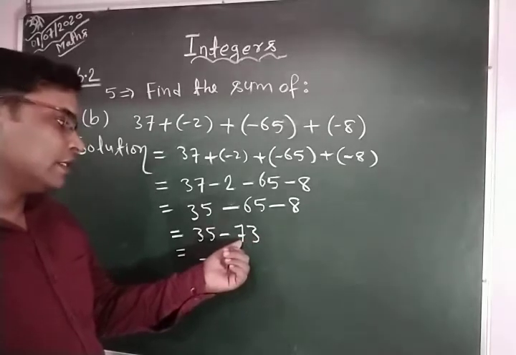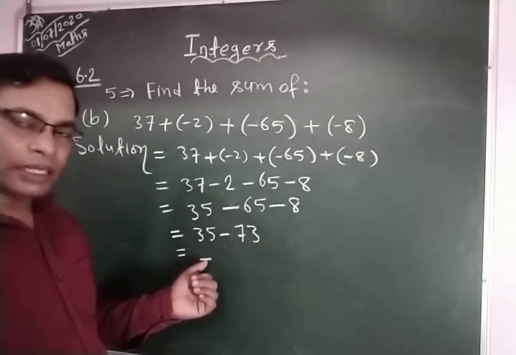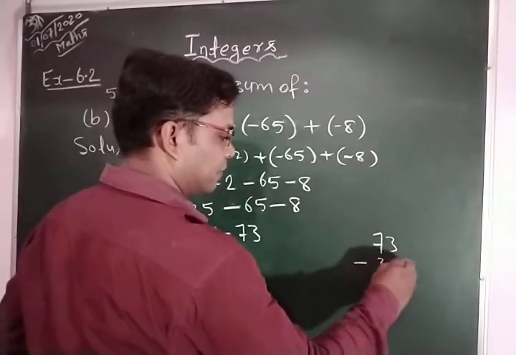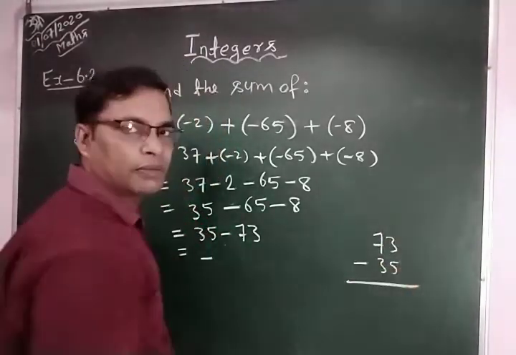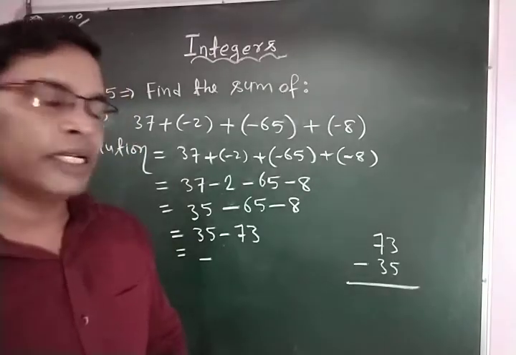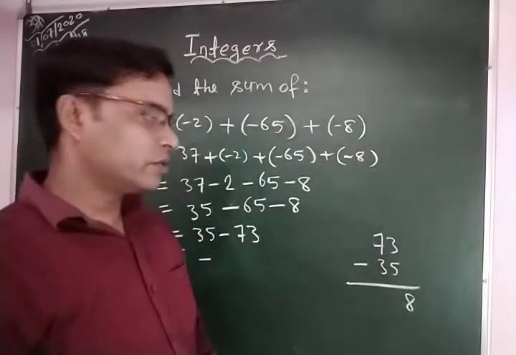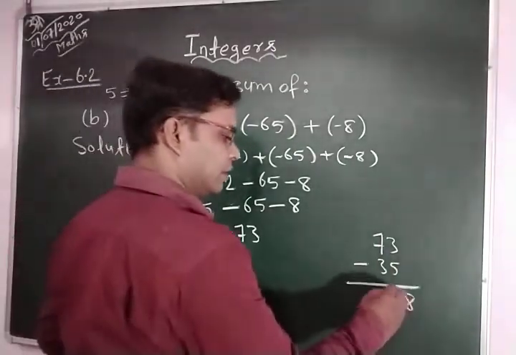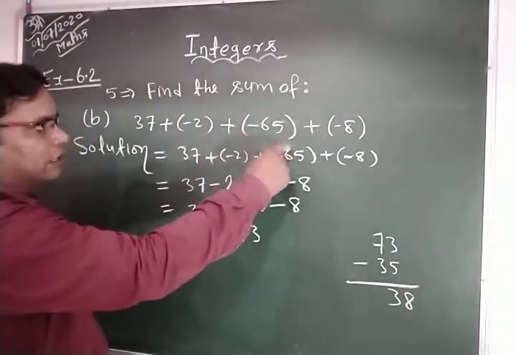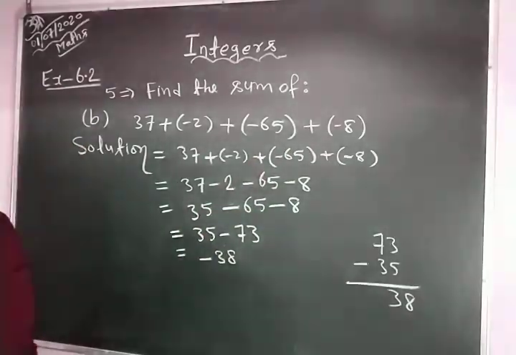Okay, and here the sign of 73 is minus. So we first write here minus, after this subtract them. So we subtract them, 73 minus 35. 3 minus 5 is not possible. Then we take one carry, so it becomes 13. Okay, 13 minus 5 is equal to 8. And here it becomes 6. So 6 minus 3 is equal to 3. So in this way we find the sum of the given expression is minus 38. Clear?